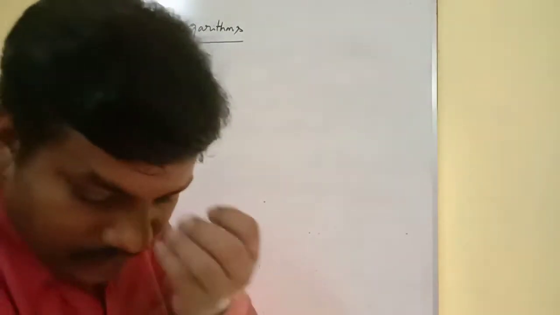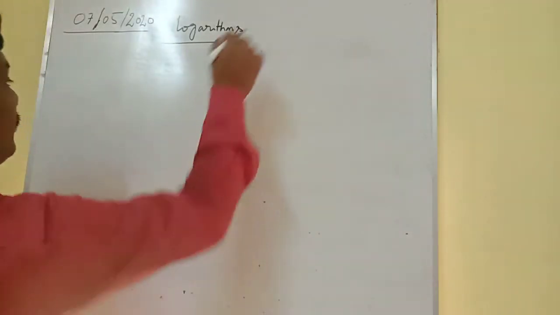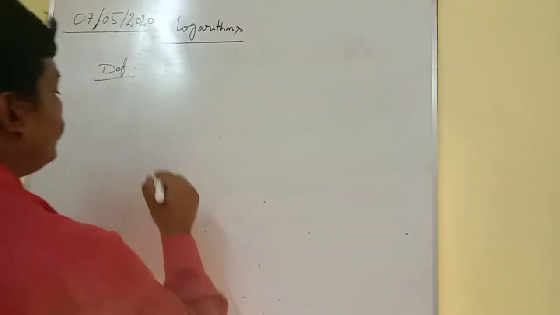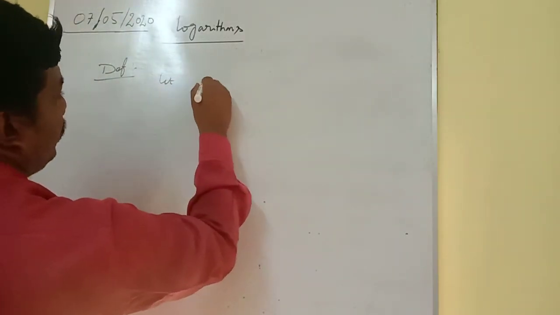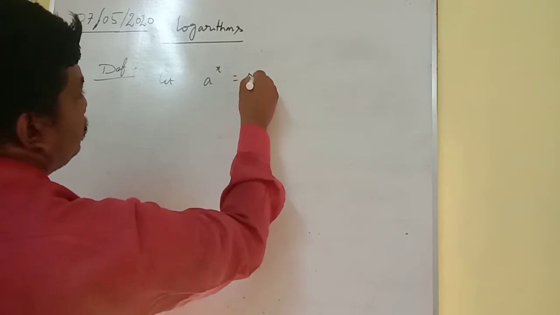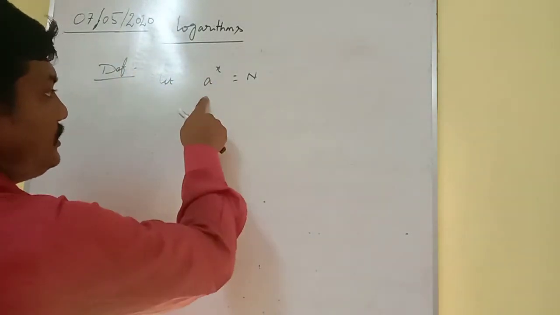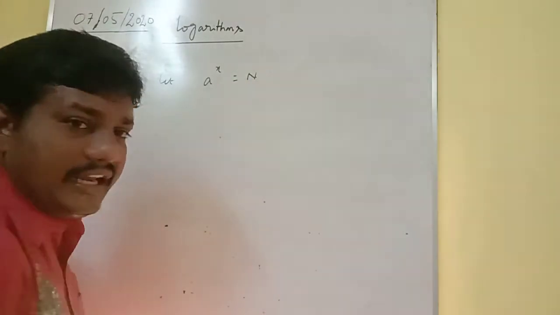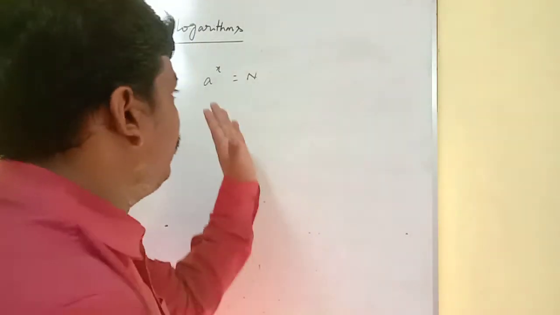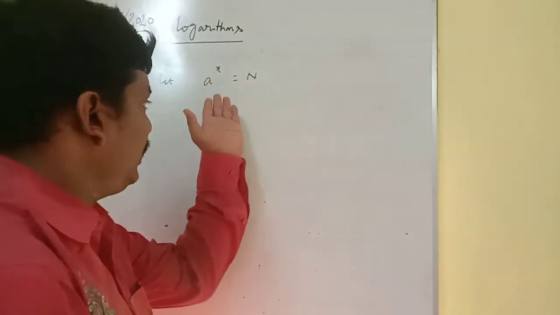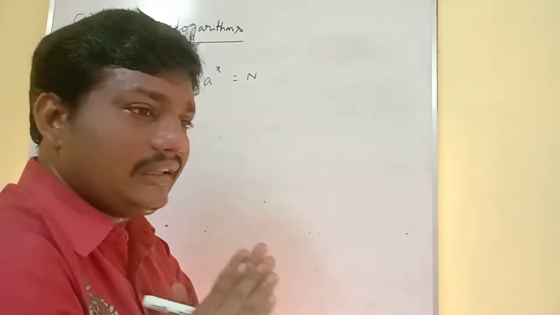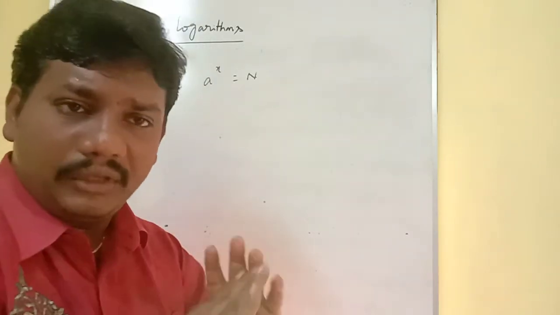So now, what is the definition of logarithm? Let a power x is equal to n, where x is a power and a is any base. If any number n can be expressed as a power x, that is nothing but exponential form. Whenever the exponential form exists, then only the logarithmic form exists. Otherwise logarithm cannot exist.